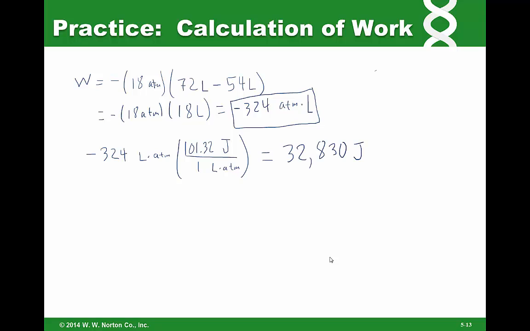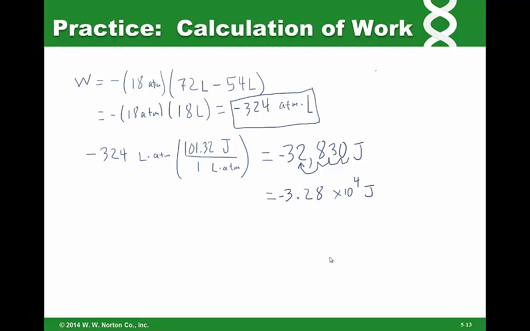32,830. Now technically, because my numbers each had 2 significant figures, when I multiplied these 2 together, this answer should have 2 significant figures, but I'm going to go ahead and round to 3. So we would move this decimal place 1, 2, 3, 4, and I would write this answer as 3.28 times 10 to the 4th, because I moved it 4 places, joules. There we go. There's my answer in joules, and it has the negative sign out front.